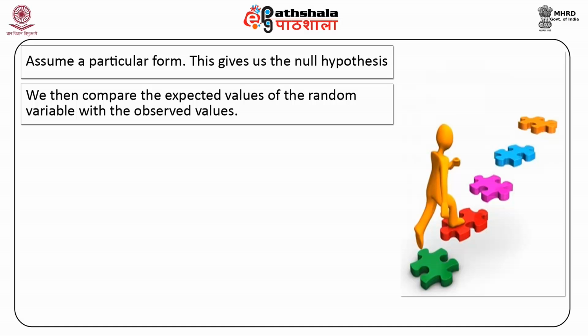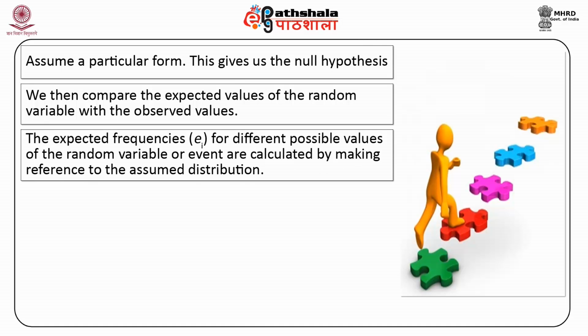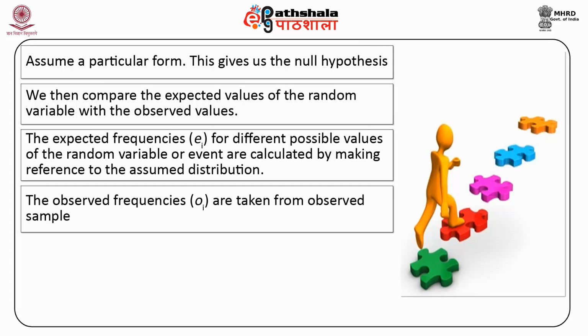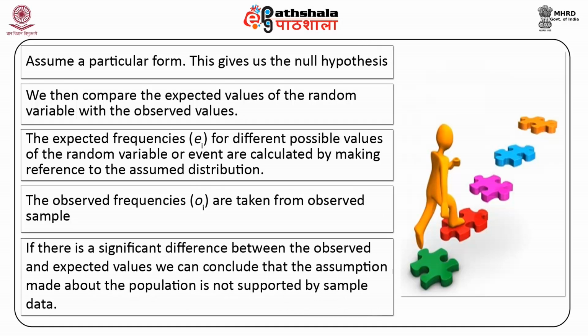Given the total sample size, the expected or theoretical frequencies Ei for different possible values of the random variable or event are calculated by making reference to the assumed distribution. The observed frequencies Oi are taken from the observed sample. If there is a significant difference between the observed and expected values, we can conclude that the assumption made about the population is not supported by sample data.